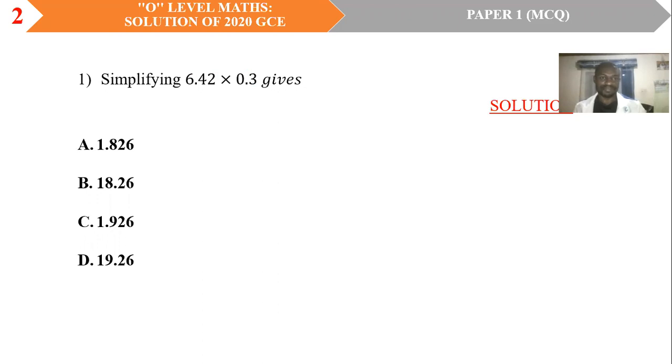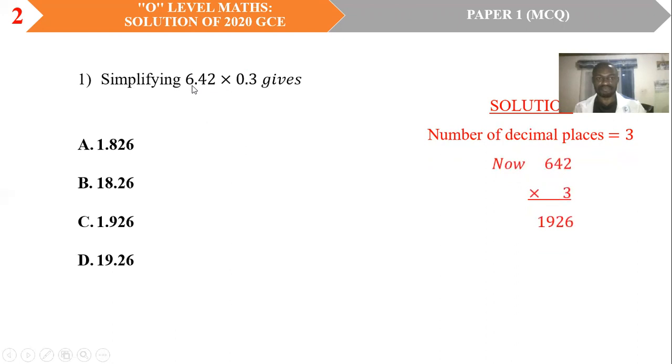Simplifying 6.42 times 0.3 gives. Solution. We count the number of decimal places. We have 1, 2, 3. There are 3 decimal places. Now we forget about the decimal places and we multiply the number as a whole number. So 642 times 3 gives 1,926.